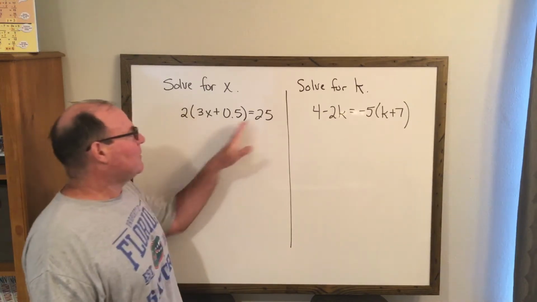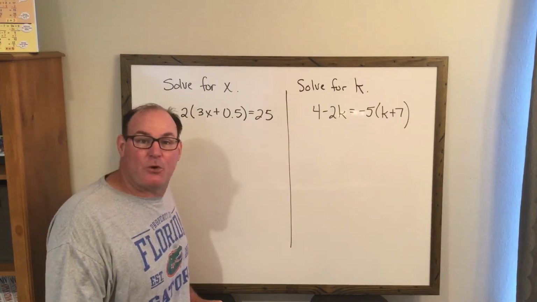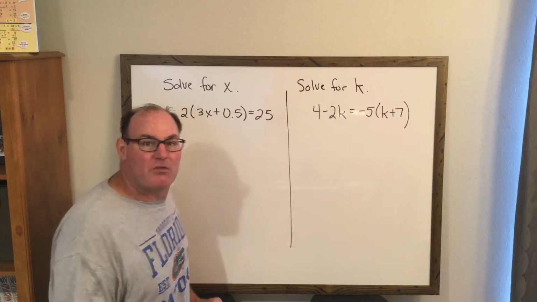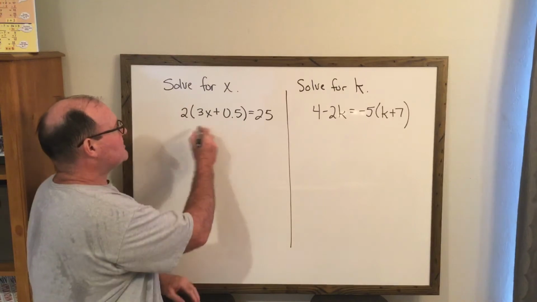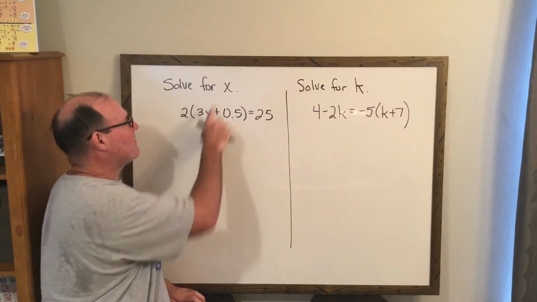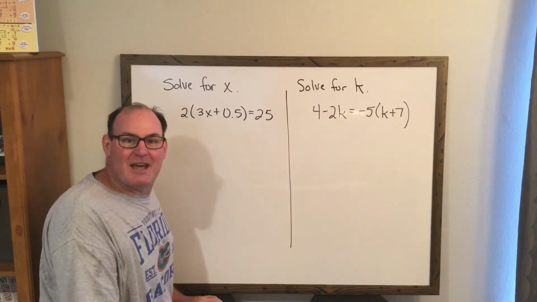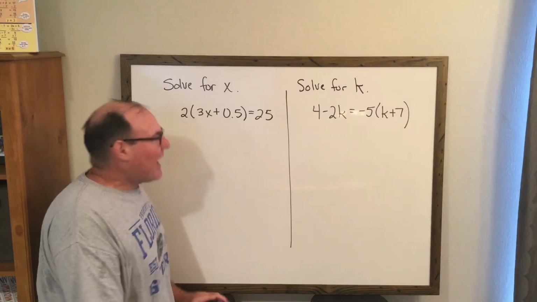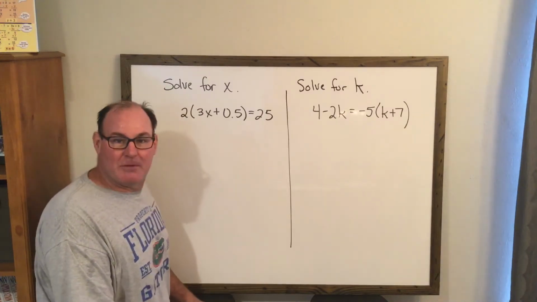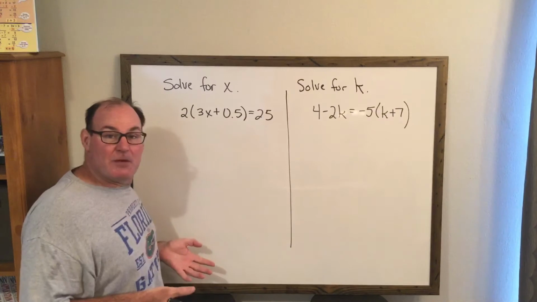Okay, so here we've got two equations. These are the first two equations on your sheet. We are going to solve both of these. So my first step on this equation, I'm asked to solve for x, is actually not a solving step. It's going to make this look prettier. I'm going to get rid of the parentheses by distributing. So this is the distributive property.